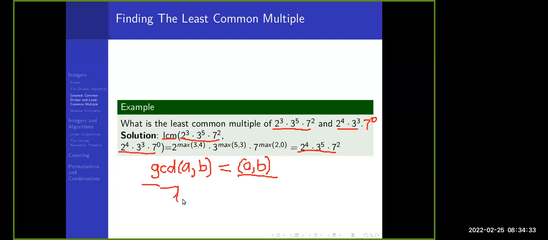And some will also represent the LCM of A and B with square brackets. So that is notation that is also used. So the LCM of A and B, sometimes some books will choose to represent that as A and B surrounded by square brackets. If you encounter that kind of notation, the context will tell you what you're dealing with.